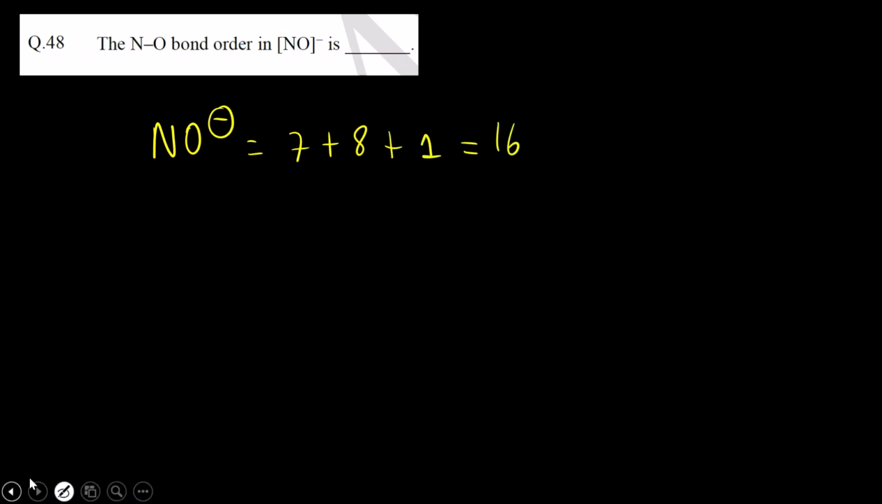Okay, next one, 48. The bond order of NO minus is... So first what we will do, we'll count the total electrons. NO minus: nitrogen is 7, plus oxygen, atomic number is 8. Plus the negative charge means one more electron, so total there are 16 electrons that we have to fill. Okay, so draw the molecular orbital diagram.